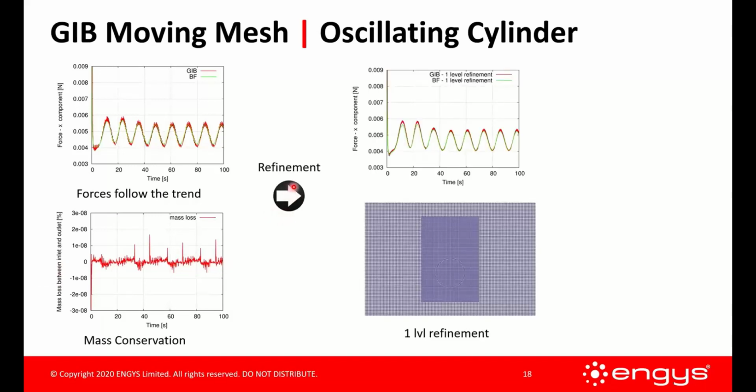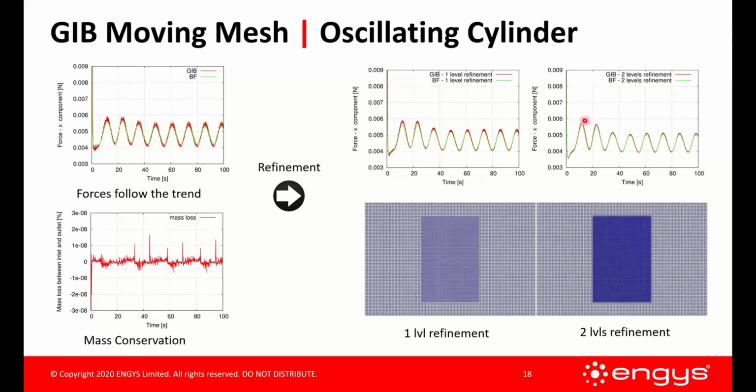If we were to apply refinements, so here you can see the GIB surface inside this level 1 refinement right here, we've already reduced the noise of this GIB. And if we go a little bit further, we can see that it reduces even further, and we see very good agreement between these two approaches right here.